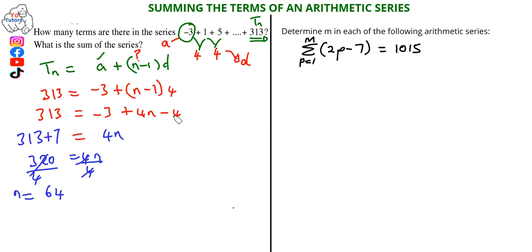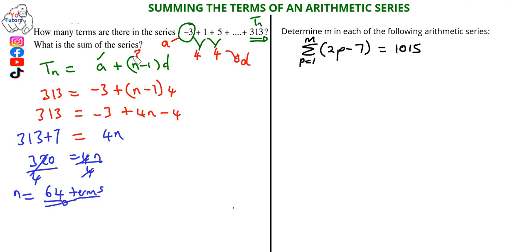Here, if you take the negative 7 across, it becomes positive. Then 320 divided by 4 gives us 64. So our n is 64. We are done. The number of terms is 64 terms.